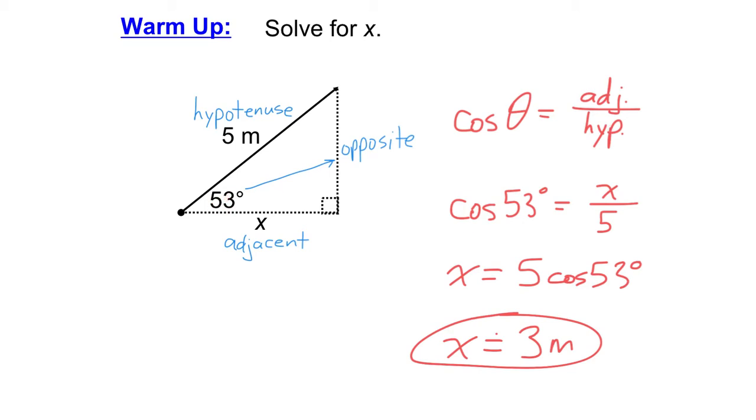So my angle is 53 degrees. My adjacent side is x. My hypotenuse is 5. Now I can solve for x. Multiply both sides by 5 to rearrange. x is equal to 5 times the cosine of 53, which ends up being 3 meters. Okay, this is a trigonometry skill that we are going to use as we go through the next lesson.